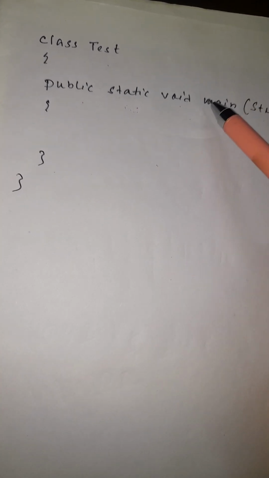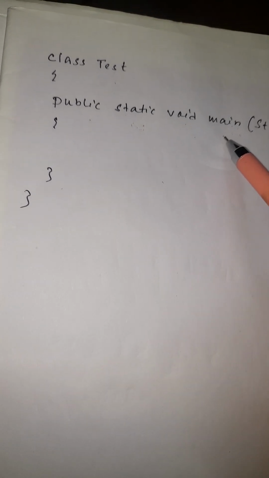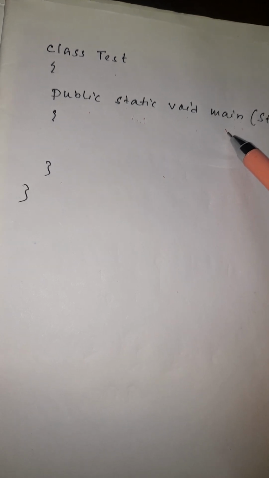Now why is it static? That part we already know. If your method is static, then there is no need to call this method by an object. So if you want to call this main function, there is no need to call this main method by an object.